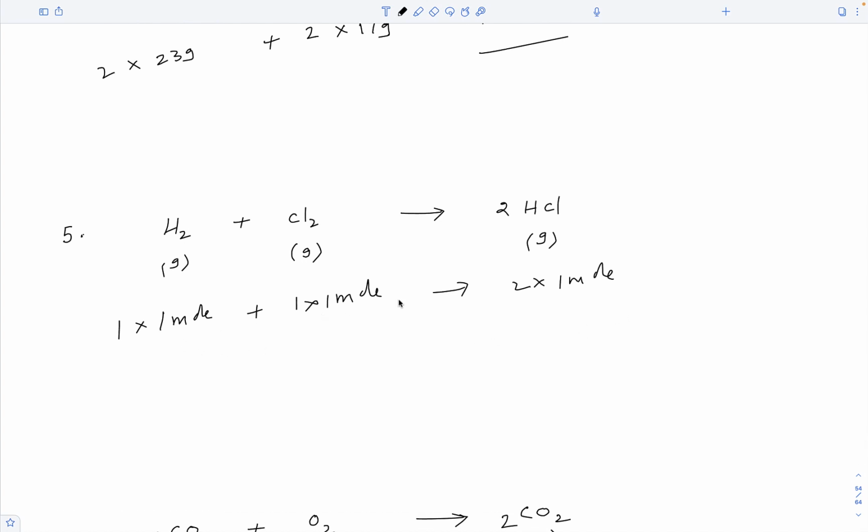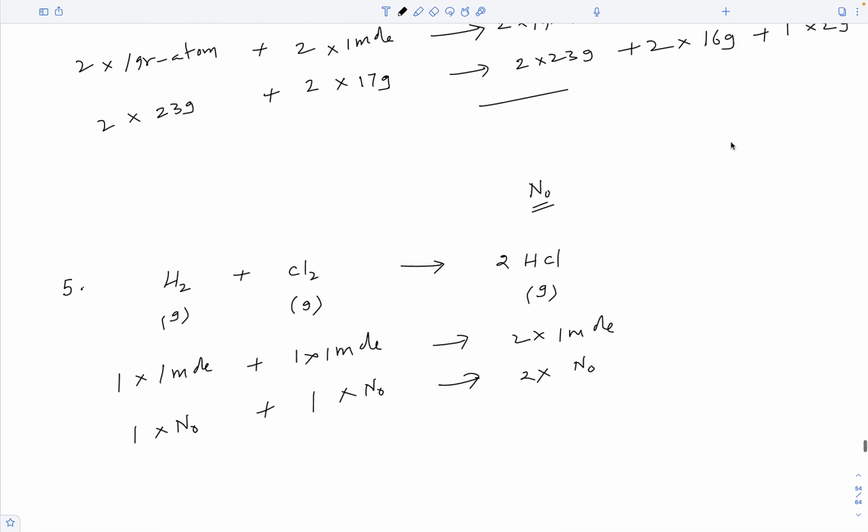But we know 1 mole of all molecular substances contain the same number of molecules, and we call it Avogadro's number. So 1 mole of hydrogen has an Avogadro's number of hydrogen molecules, 1 mole of chlorine has an Avogadro's number of chlorine molecules, and 1 mole of hydrogen chloride has an Avogadro's number of hydrogen chloride molecules.